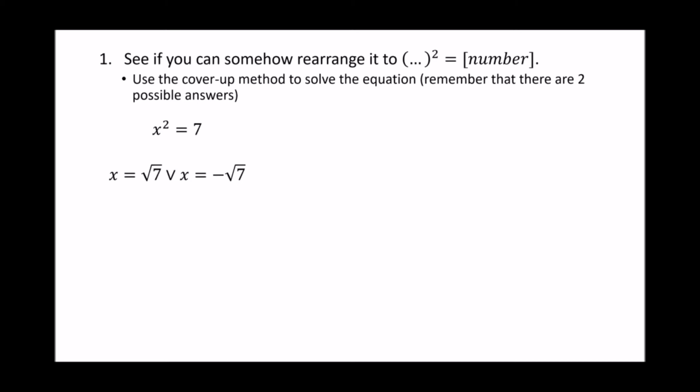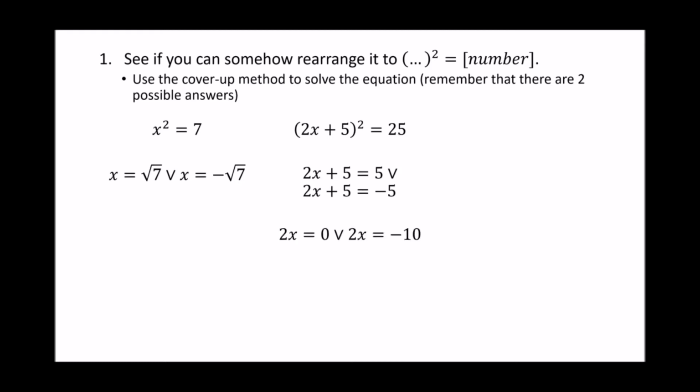Of course, we can make this a bit more difficult. It doesn't have to be x that is squared. It can also be 2x plus 5 that is squared. And here as well, we can use the cover-up or balance method to find that 2x plus 5 is the square root of 25, so 5 or minus 5. And then we just have two linear equations we have to solve. If 2x plus 5 is 5, then 2x is 0. If 2x plus 5 is minus 5, then 2x is minus 10. And from this we can conclude that x is 0 or x is minus 5 by dividing by 2 on both sides.